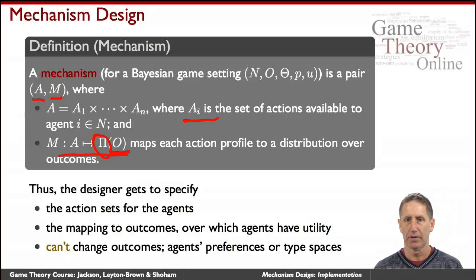Often for your intuition, think of it as specifying a specific outcome. You usually won't lose any intuition if you think about it that way. And so this is a mechanism. Given a Bayesian game setting, you add these two ingredients, the actions and how they map to outcomes, and when you put those together, you get a Bayesian game.